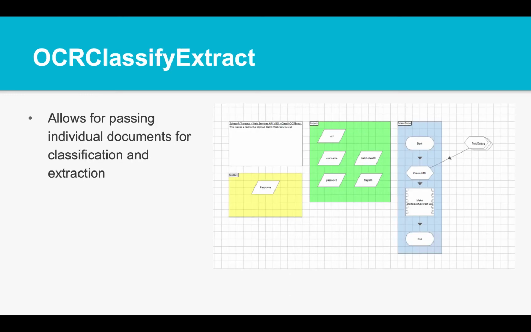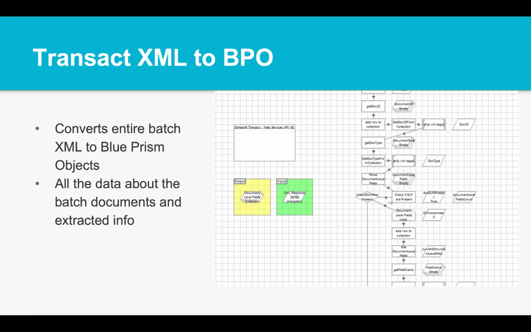For transactional or single document processing, we have an OCR classify extract web service that'll process synchronously or asynchronously and give you back results. Finally, we have what I call the interpreter. That takes Ephesoft document data model and converts it to BP objects for use by digital workers.